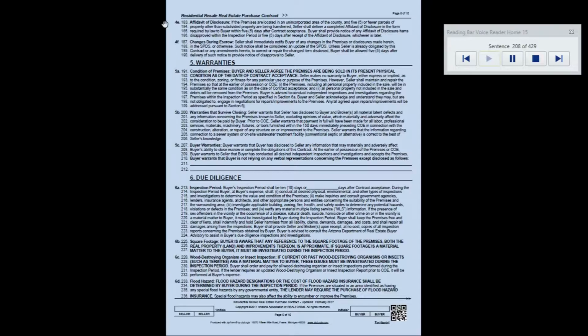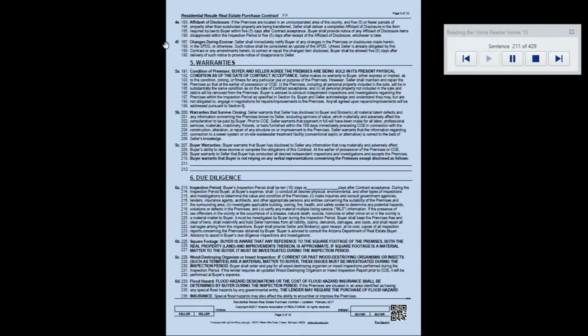Affidavit of disclosure. If the premises is located in an unincorporated area of the county, and 5 or fewer parcels of property other than subdivided property are being transferred, seller shall deliver a completed affidavit of disclosure in the form required by law to the buyer within 5 days after contract acceptance. Buyer shall provide notice of any affidavit of disclosure items disapproved within the inspection period or 5 days after receipt of the affidavit of disclosure, whichever is later.